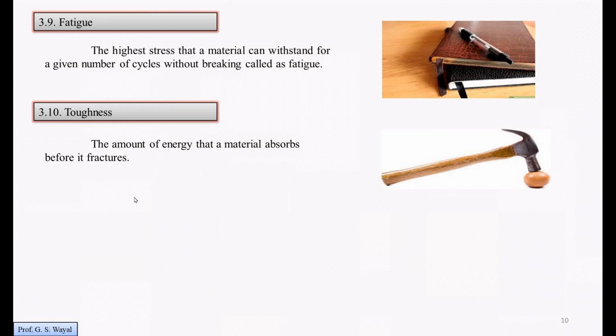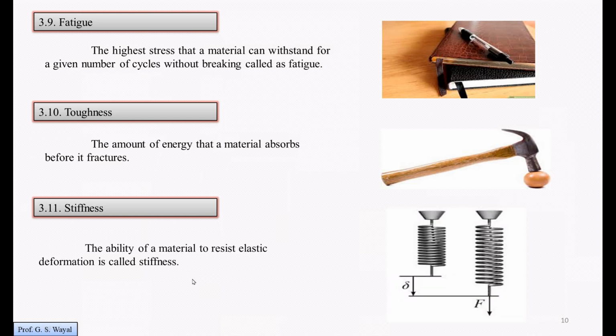Next one is toughness: the amount of energy that a material absorbs before its fracture. So the total amount of energy absorbed by the material before fracture is called toughness. Stiffness is the ability of a material to resist elastic deformation. If we apply forces on a material and it extends or deforms, the resistance offered to that deformation is called stiffness. So these are the basic properties.